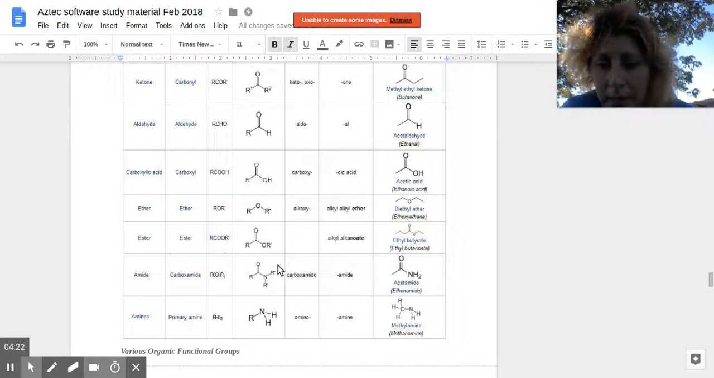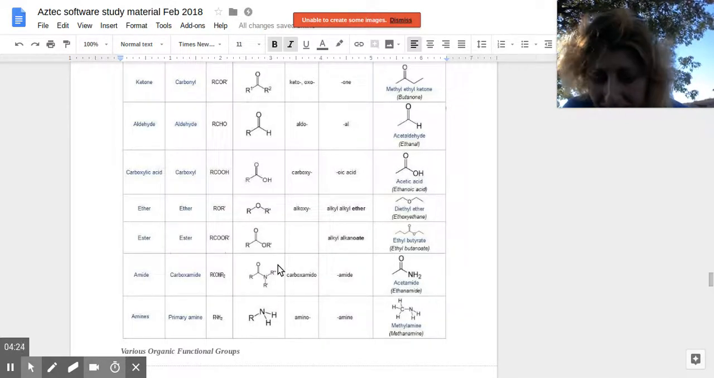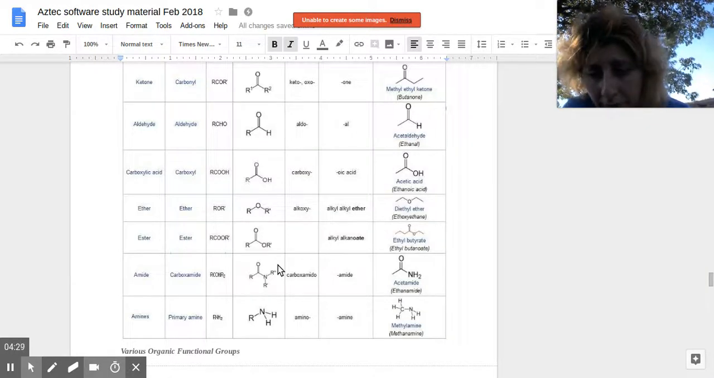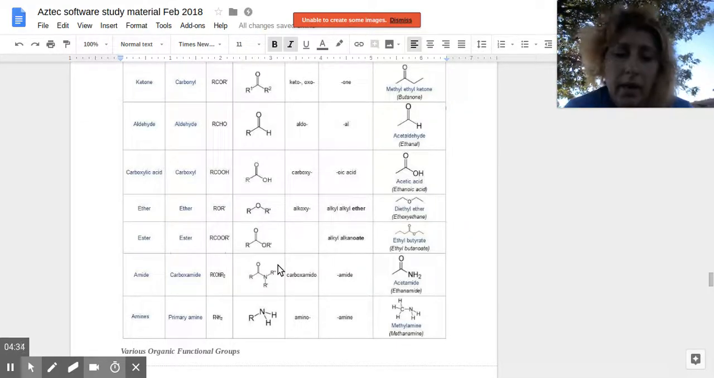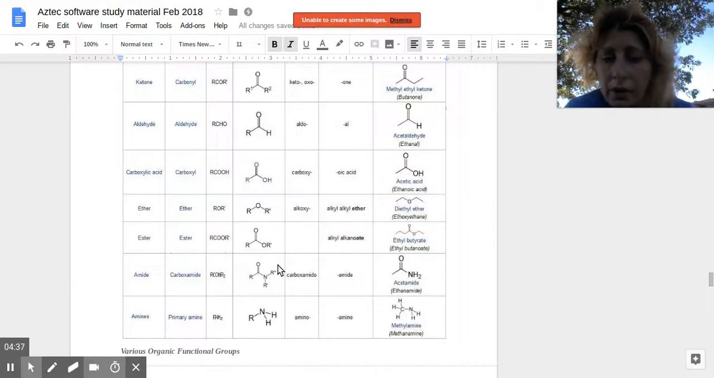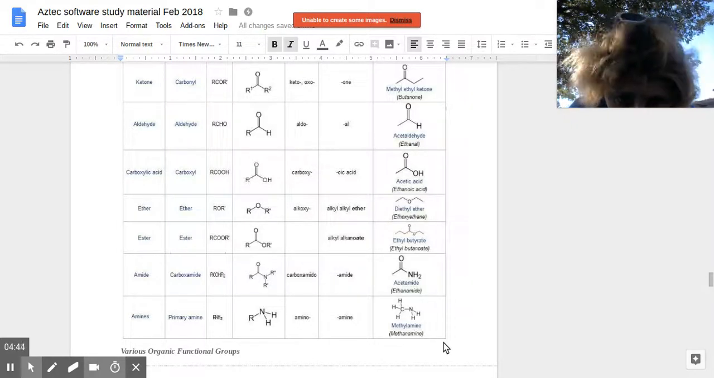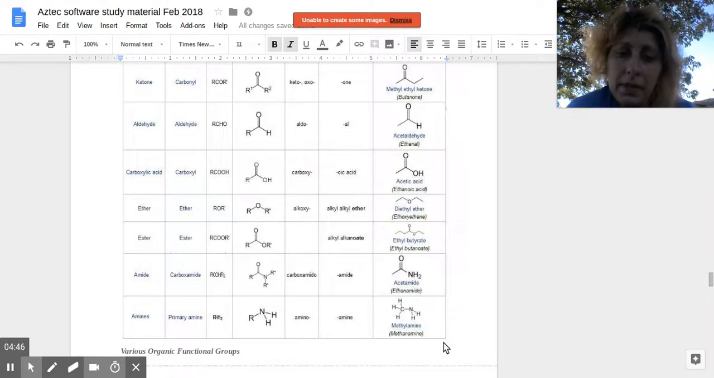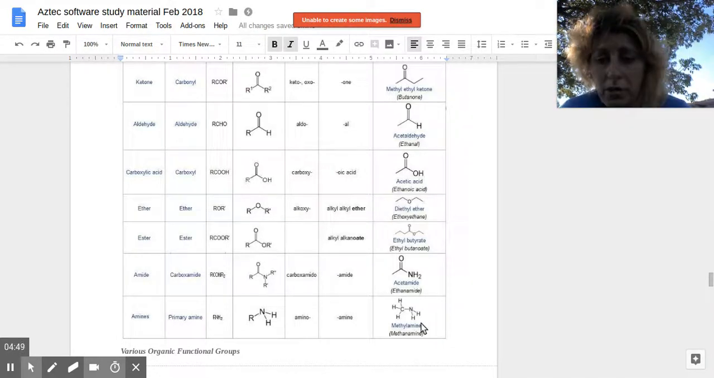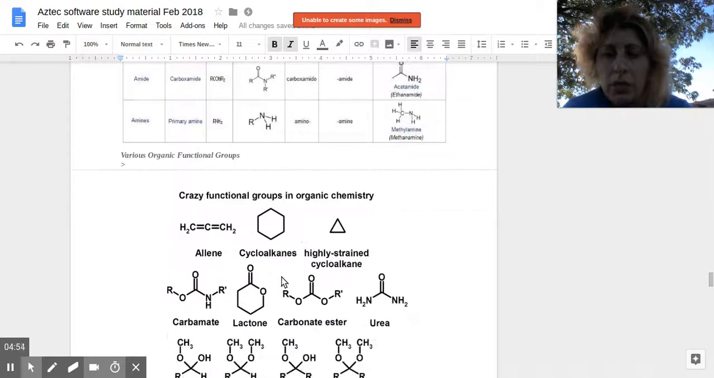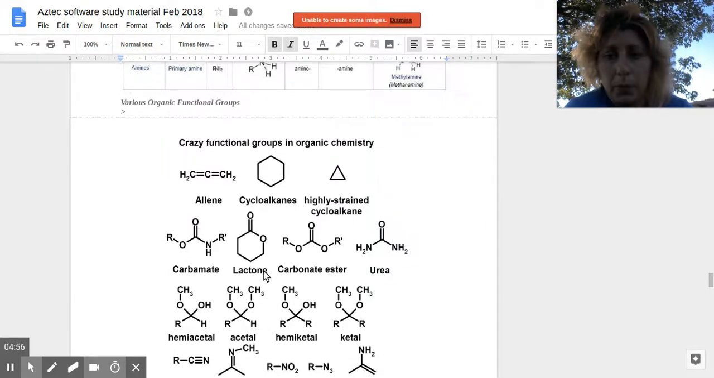And then an amine is similar to an amide in that it has a nitrogen, however it does not have an oxygen. So it just has an R group, a nitrogen, and 2 hydrogens. An example, methylamine. So CH3, and then the carbon bound to nitrogen and 2 hydrogens coming off the nitrogen. So those are various organic functional groups.